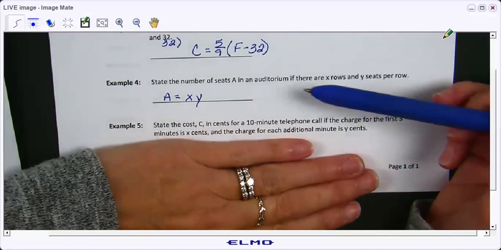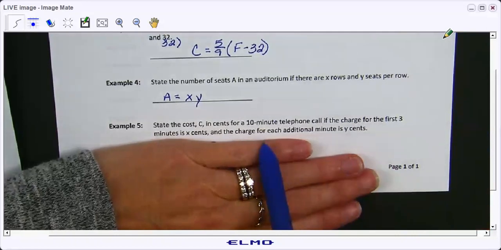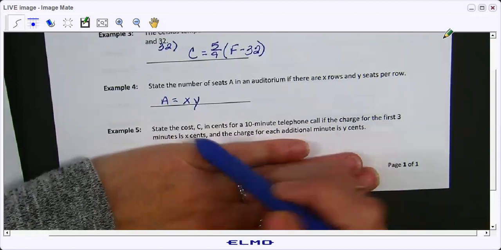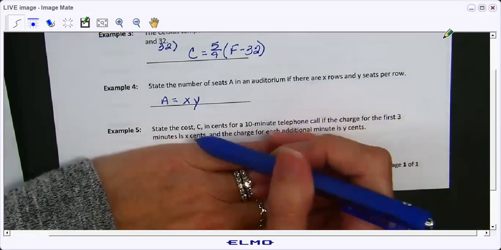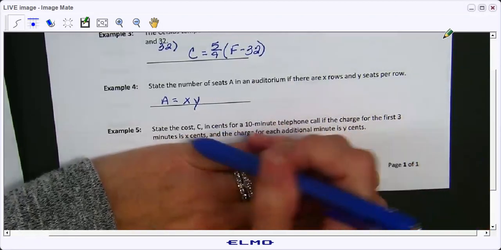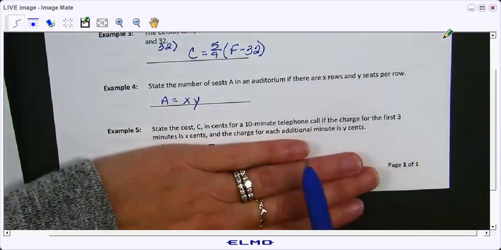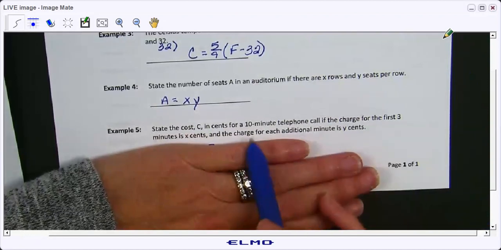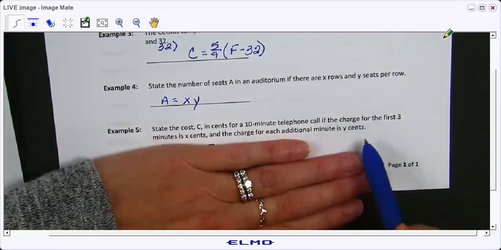Okay, so just to explain, we have a total of 10 minutes of a call. 3 of those minutes is going to cost us X cents. So if it costs us 25 cents, we would multiply 3 times 25 and we get 75 cents. But we don't know what the cents are, so it's going to be 3 times X. But then all the rest of the minutes out of the 10, so we've used up 3 minutes, so we have 7 minutes left. All of the rest of the minutes is going to cost Y cents.